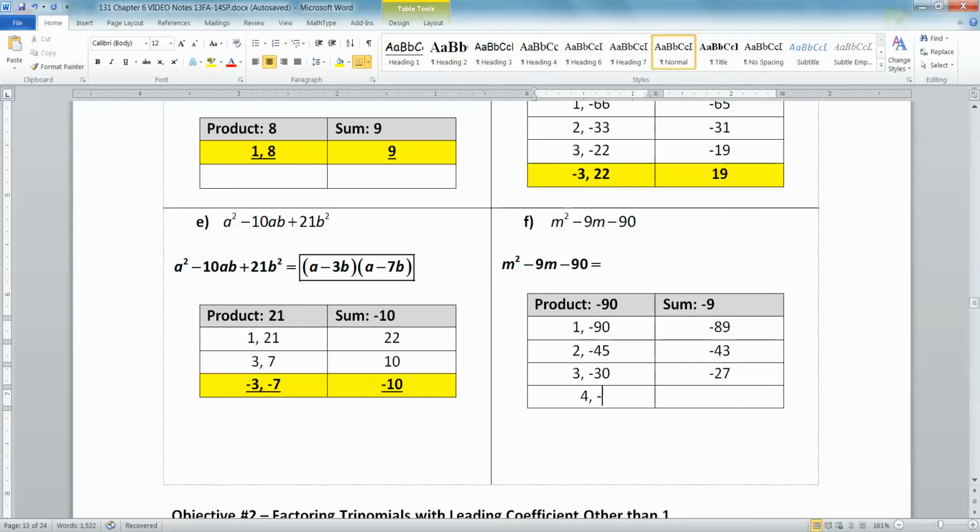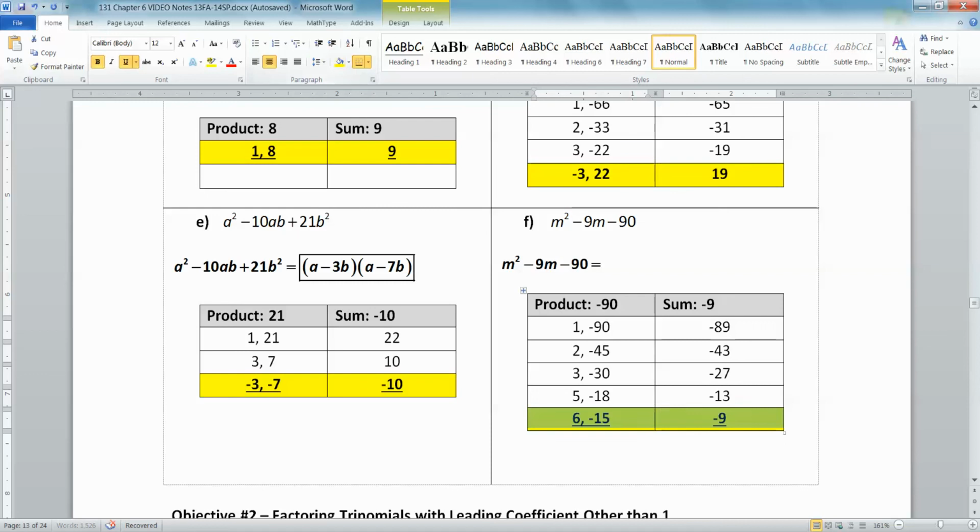4 and negative... Oh, no, I don't think that works. 4 doesn't go into... Oh, no, yes, it does. 4 goes into 90... 22.5 times. No, that's not going to work. All right, so 4 is out. 5 and negative 18, that makes negative 13. 6 and negative 15, that makes negative 9. There it is. We found it.